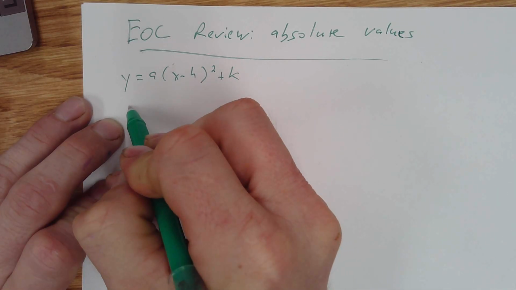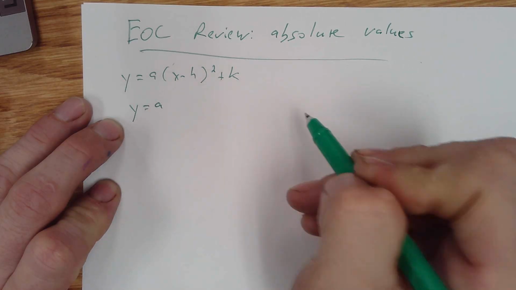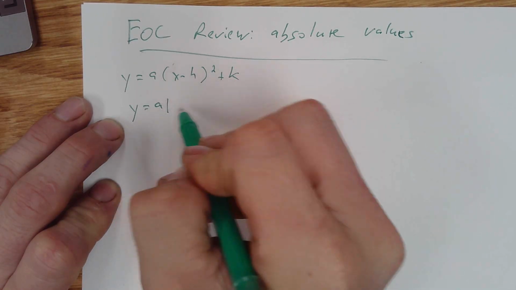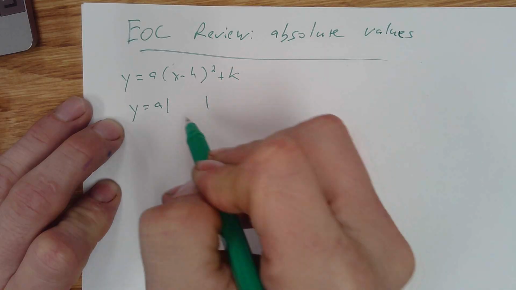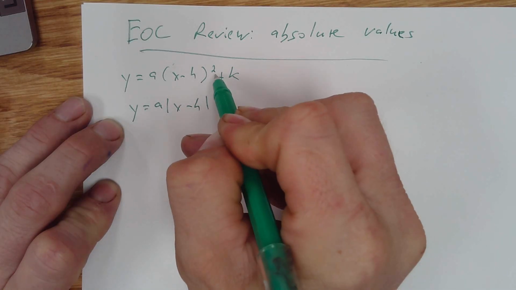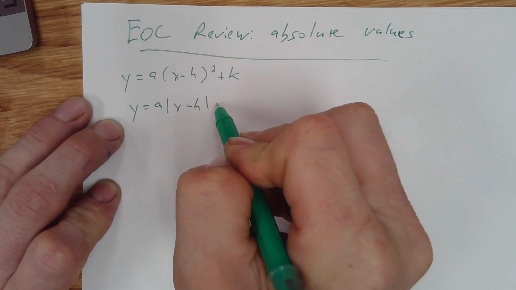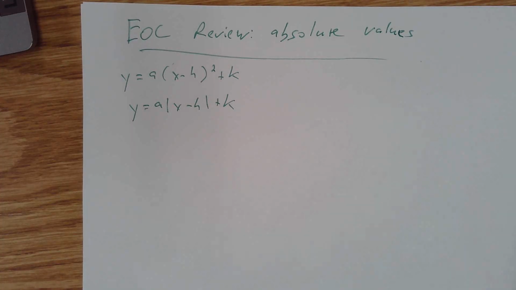Technically two, I guess. So y, a is the same. The parentheses, each one changes into an absolute value bar, x minus h, and then this is to the first, so I don't write it, plus k. And I have my absolute value function.